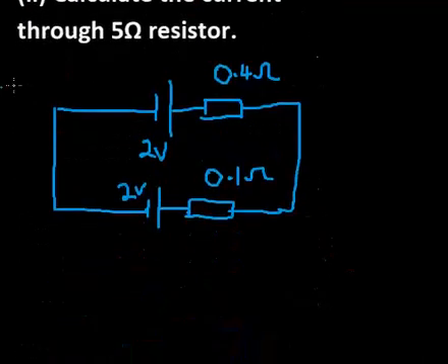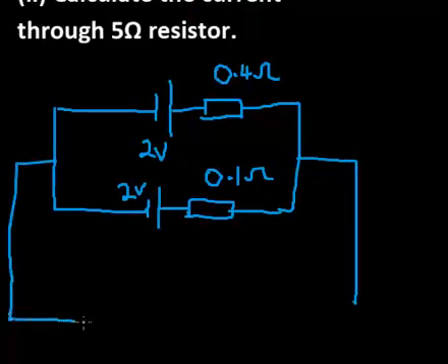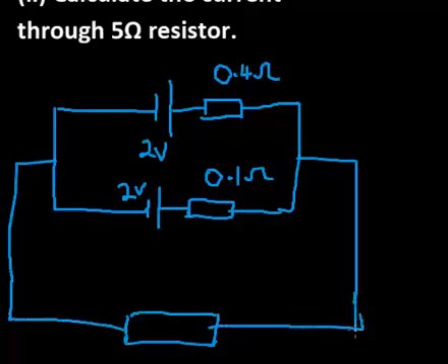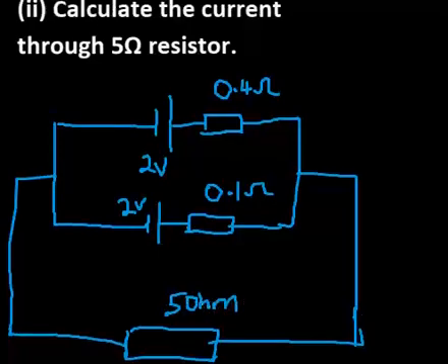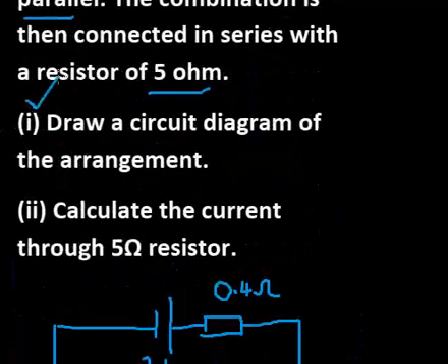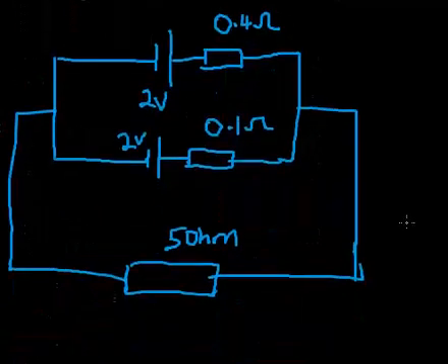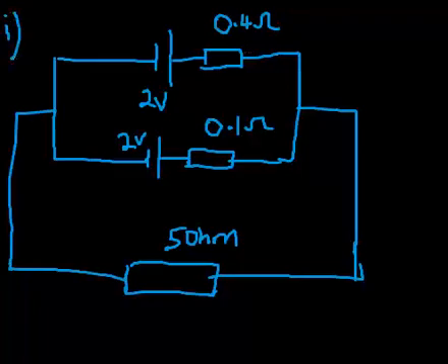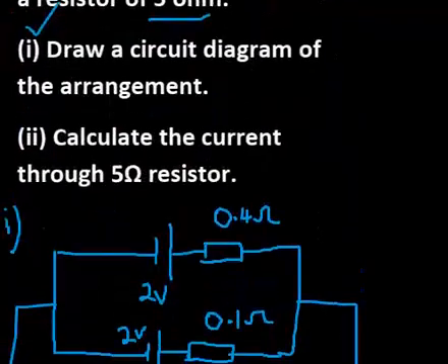So after the two cells are connected in parallel, the combination is now supplied to an external resistor, which according to the question is 5 ohm. So what are we looking at? Let's start with drawing the circuit diagram. I have done that. So this is the circuit diagram. This is part I of the question.